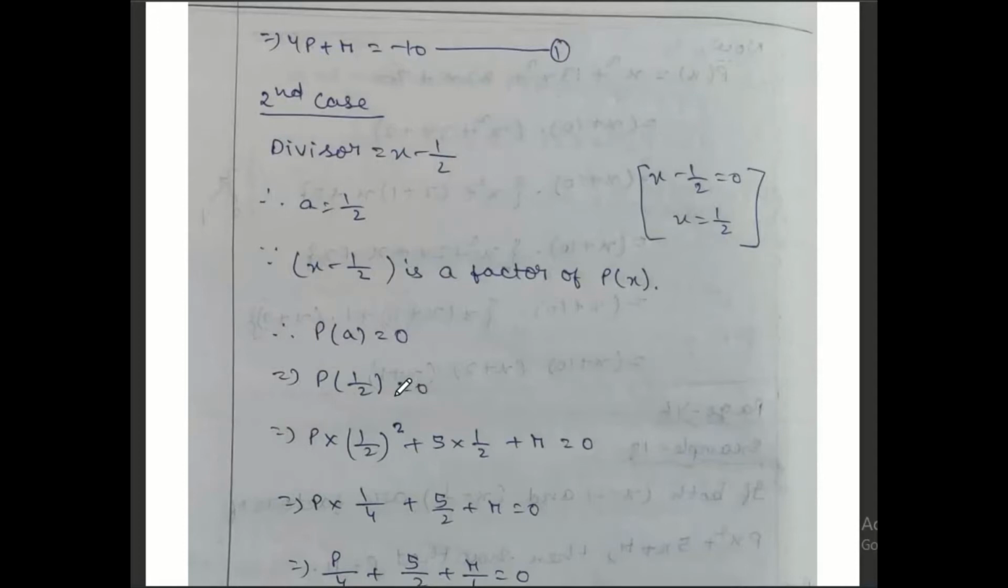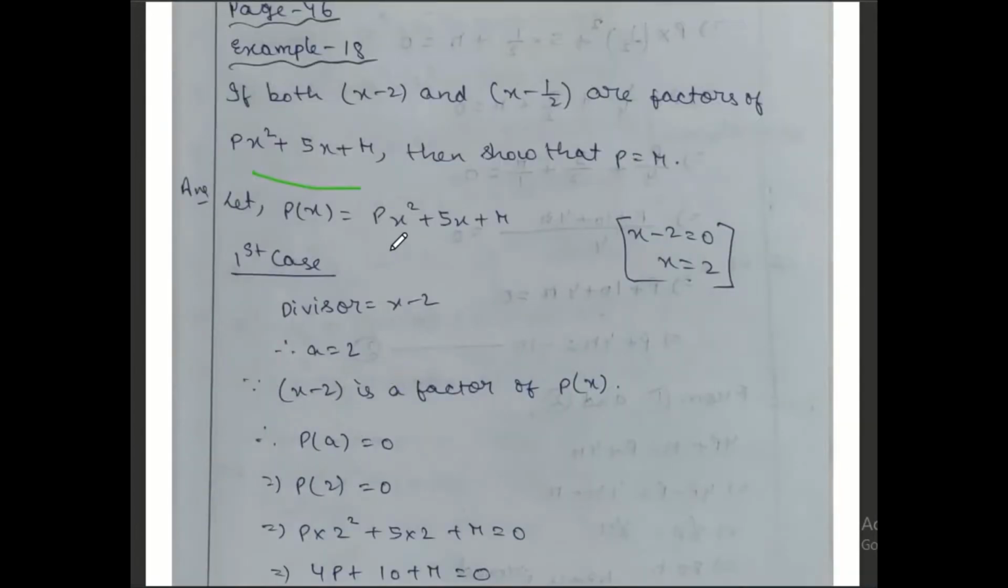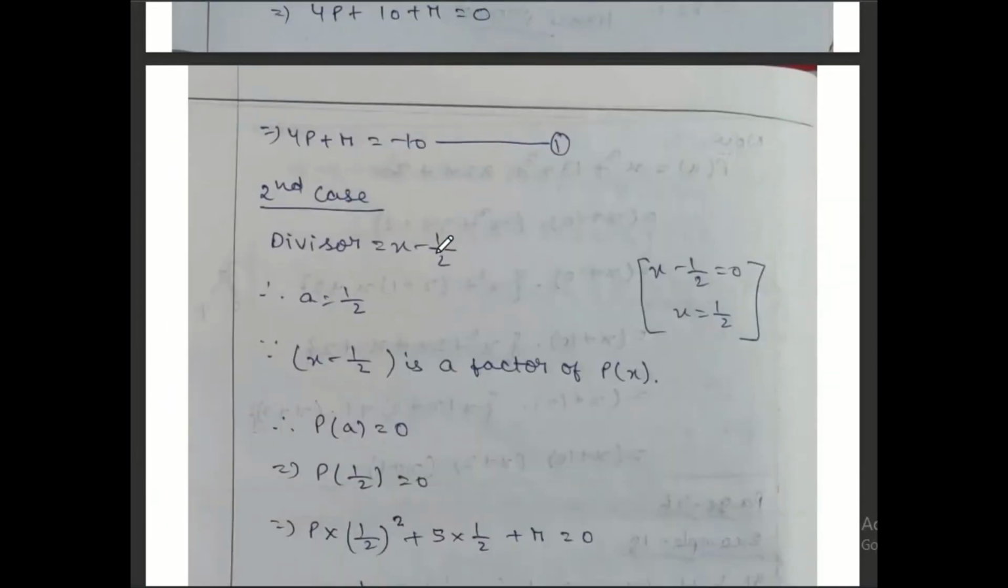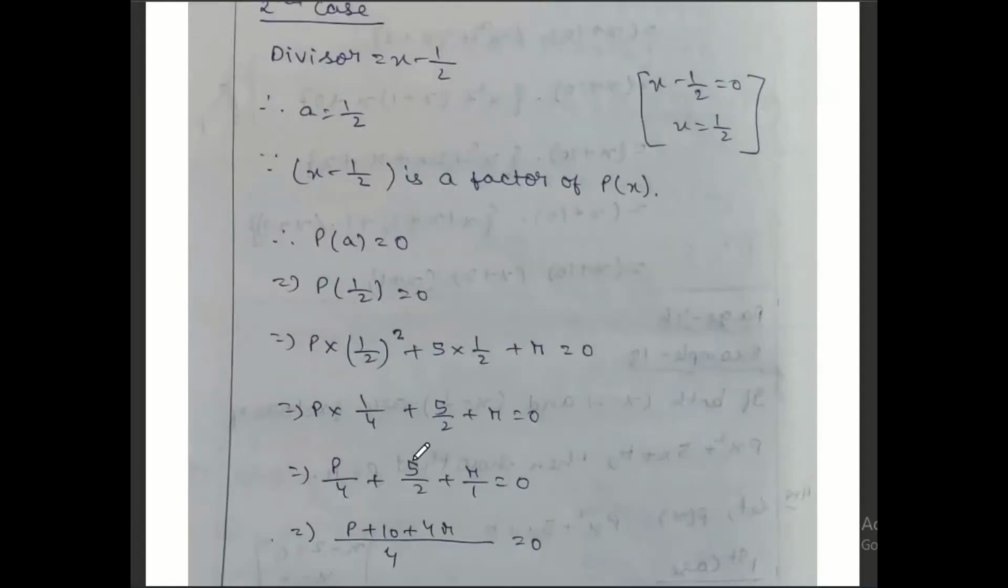Now let us put this 1 by 2 in your original polynomial. I'll show you the polynomial once more. This is your original polynomial, px square plus 5x plus r. Now in place of x, let us substitute 1 by 2. So p into (1 by 2) whole square plus 5 into 1 by 2 plus r equals 0. p into 1 by 4 plus 5 by 2 plus r equals 0. p into 1 by 4 became p by 4 plus 5 by 2 plus r by 1 equals 0.